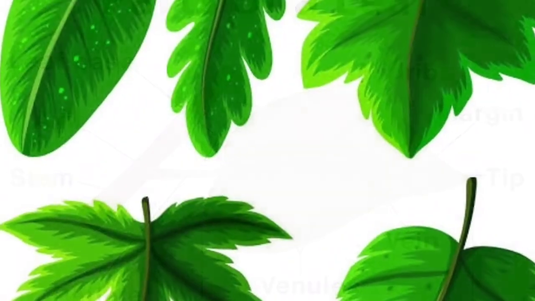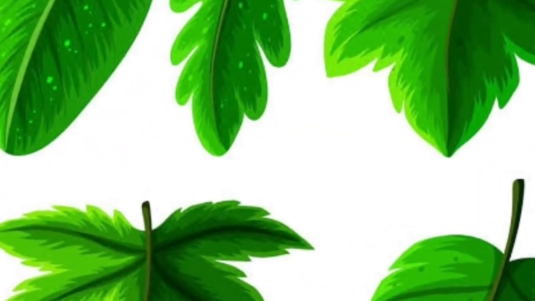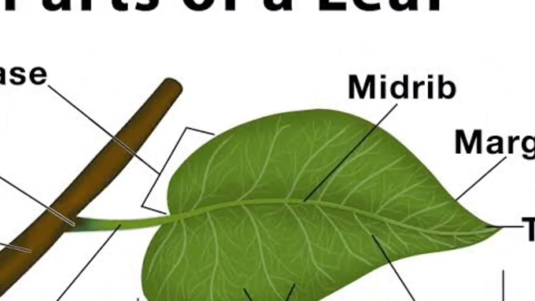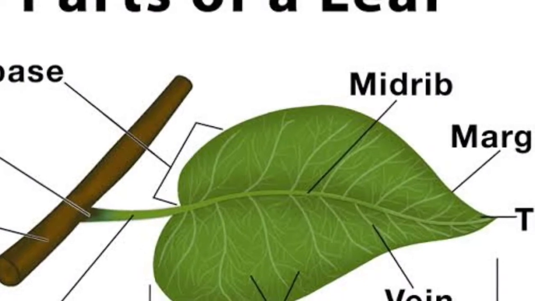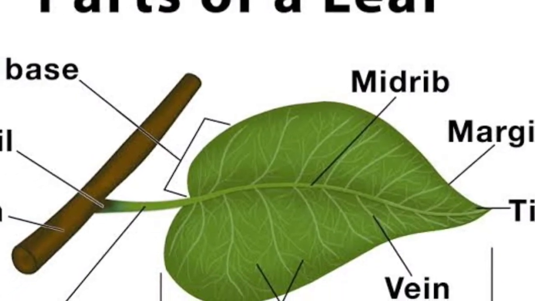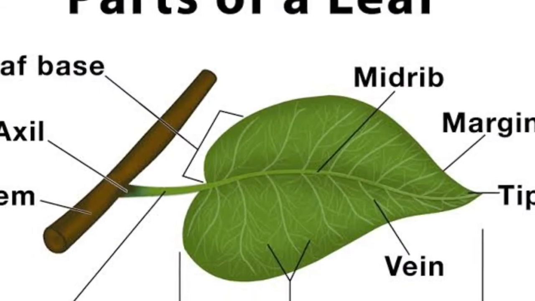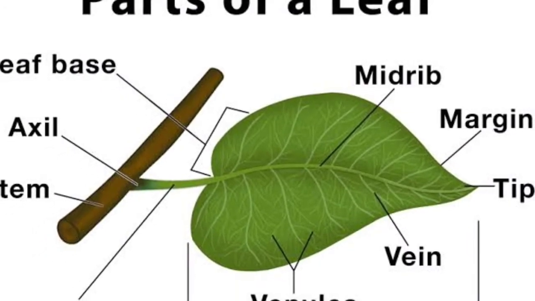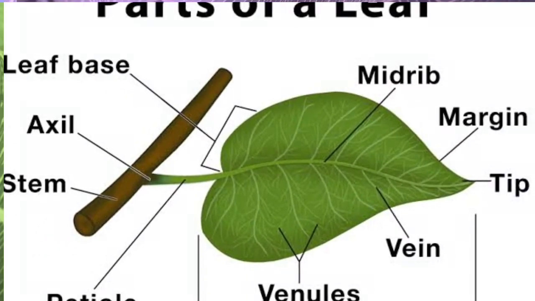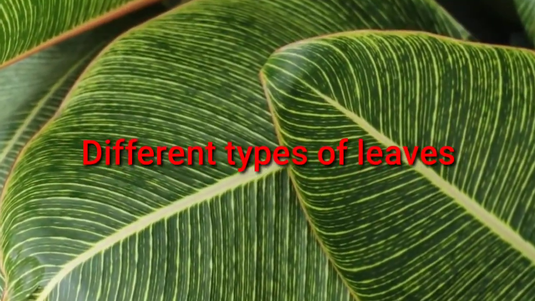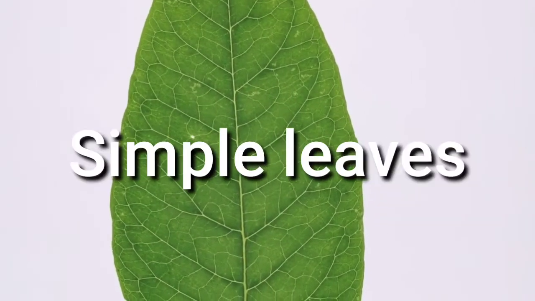Leaves of some plants have a stalk called a petiole. Leaves of some plants do not have a petiole. The portion of the leaf attached to the stem is called the leaf base. Small leaf-like structures may be present near the leaf base. These are called stipules. The two main types of leaves are simple leaf and compound leaf.